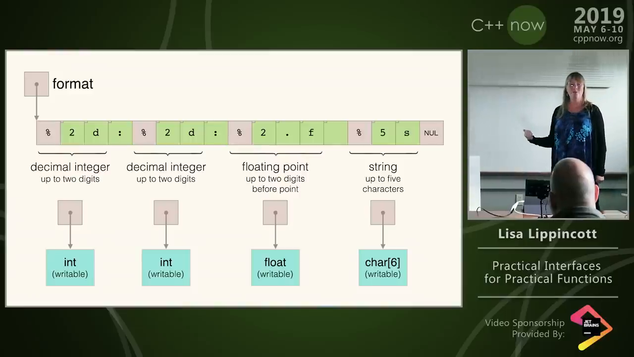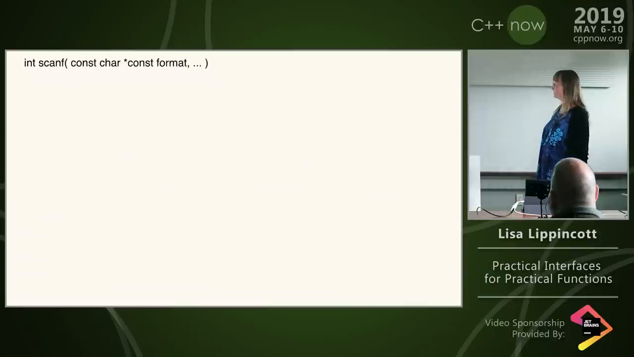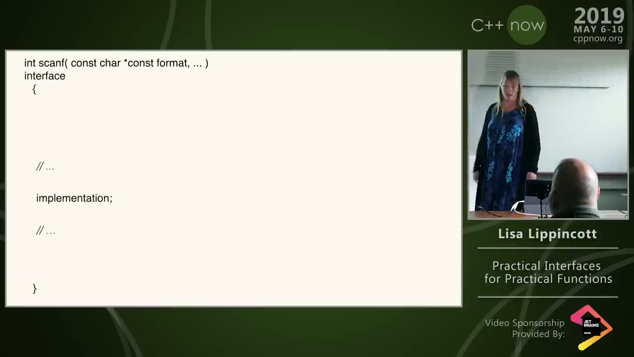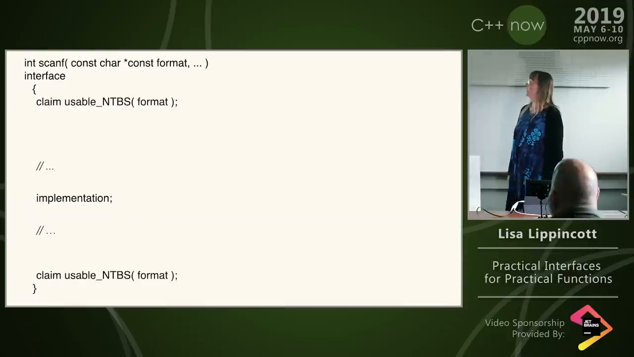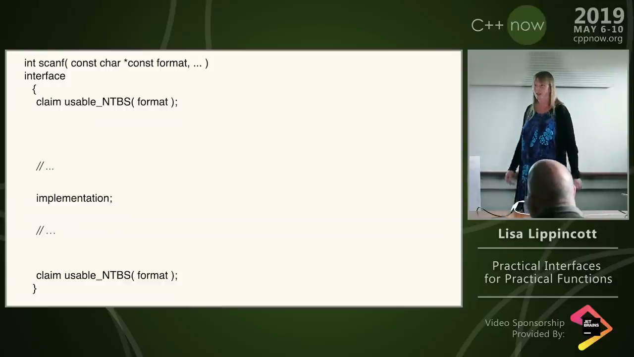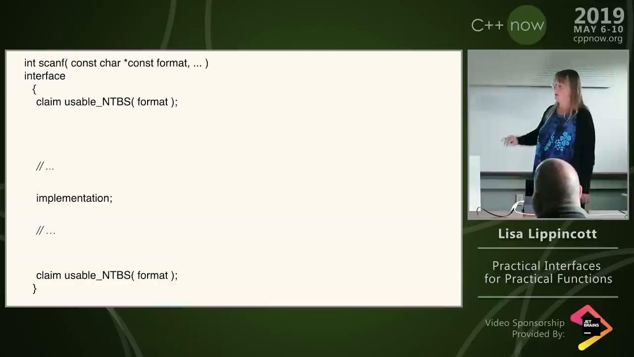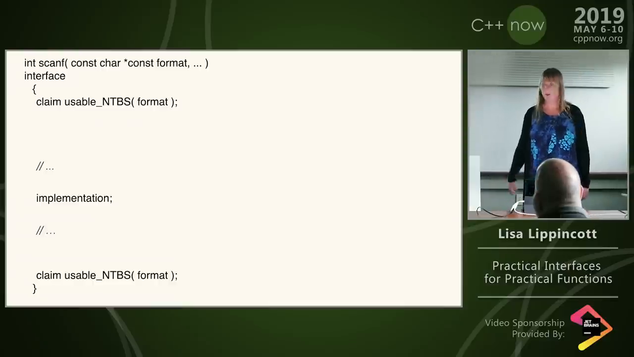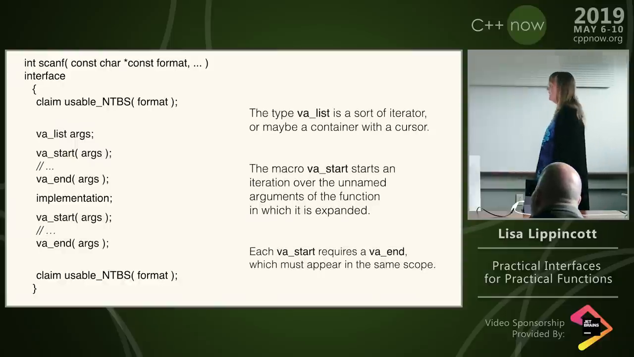So let's write an interface for it. Here's our interface block to start with. And I'll take care of the easy part first. Usable NTBS in, usable NTBS out. That much is pretty easy. Those arguments, I'm probably going to say parameters, but I should say arguments in the dot, dot, dot, are accessed by some macros.